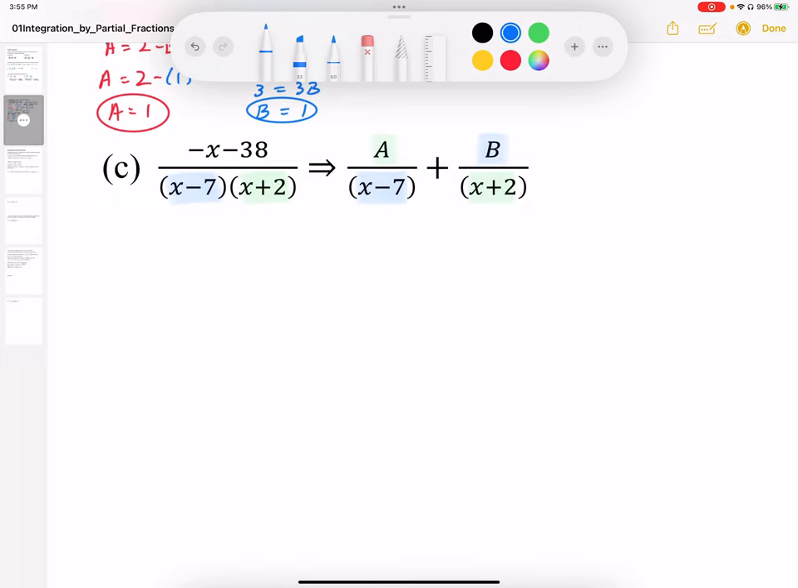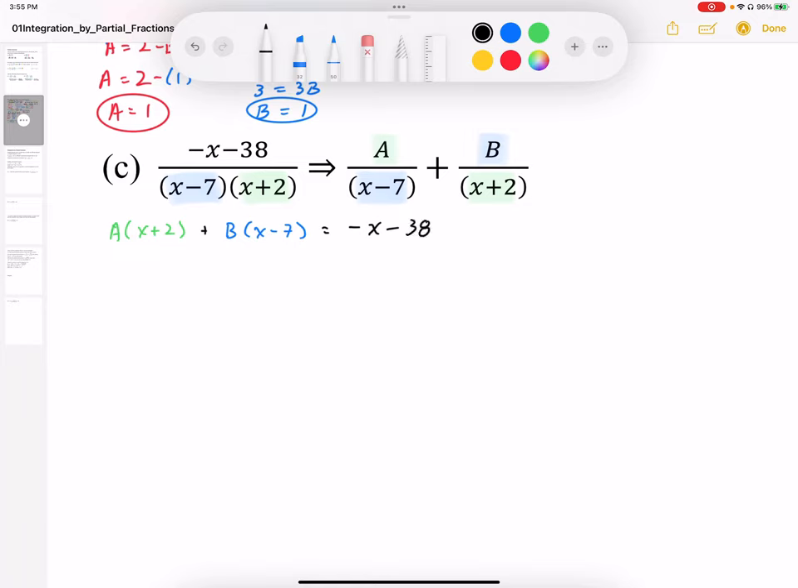So I'm going to do A times x plus 2 plus B times x minus 7, and that's going to be equal to the numerator, negative x minus 38.